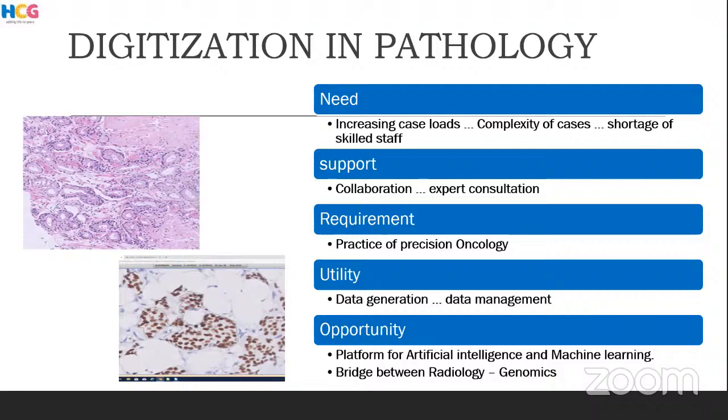So this is creating an opportunity in the field of artificial intelligence and machine learning for developing various algorithms which have clinical utility, which will reduce the turnaround time for the patients and will also reduce the cost. Hence, digital pathology acts as a bridge between radiology and genomics.